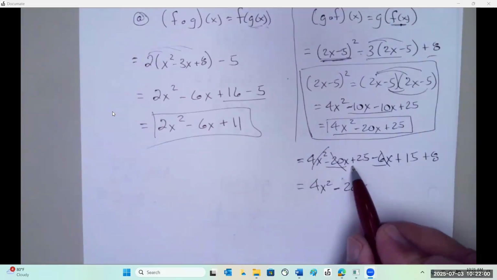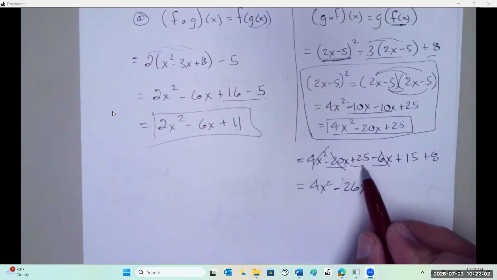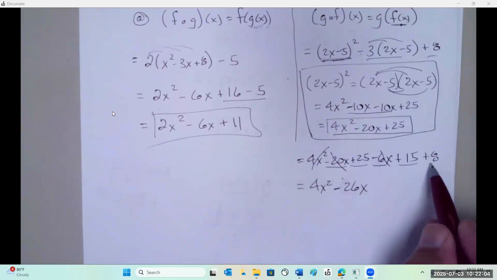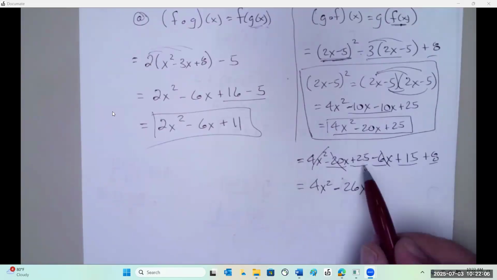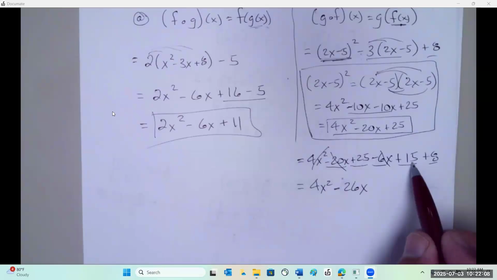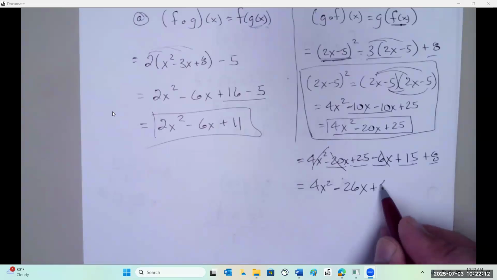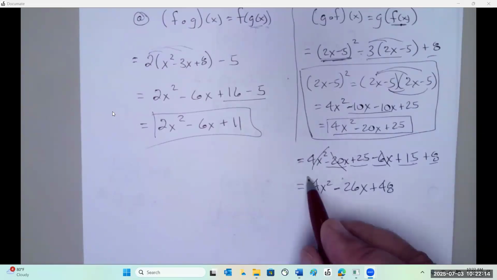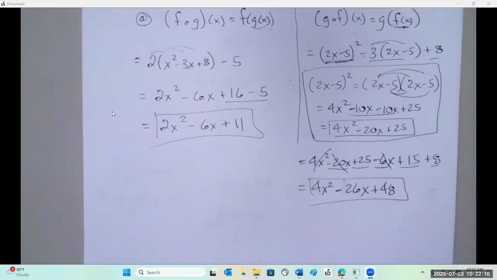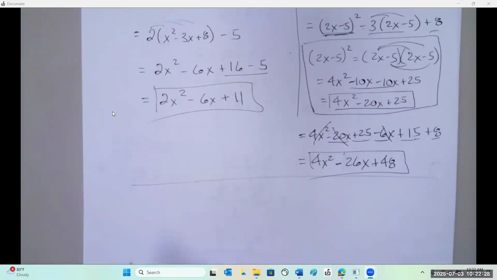Combine like terms, so we have these constants. Positive 25, positive 15, positive 8. So 25 plus 15 is 40, plus 8 is positive 48. So there's my answer for that one. That's question A.